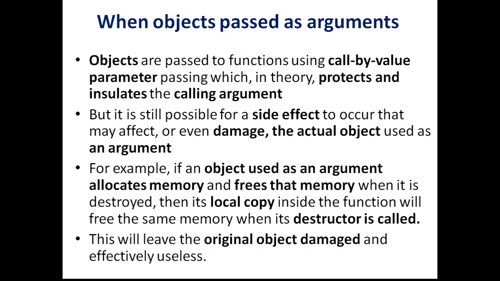This is what we understood from all the examples so far, but now we are going to break that belief by saying that even with call by value based argument passing, there is still a possibility of a side effect, and that could destroy or damage the actual object. So even call by value may affect the original object. How?